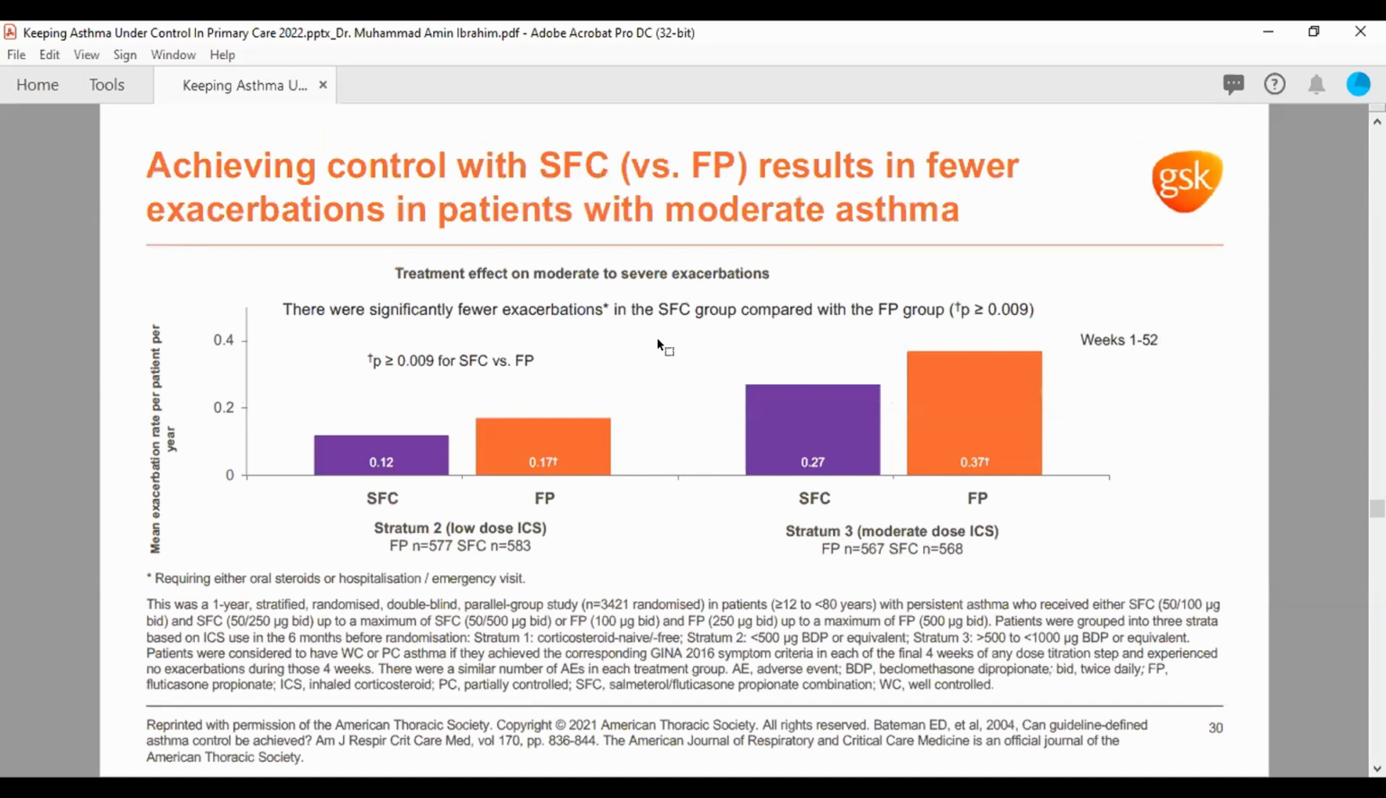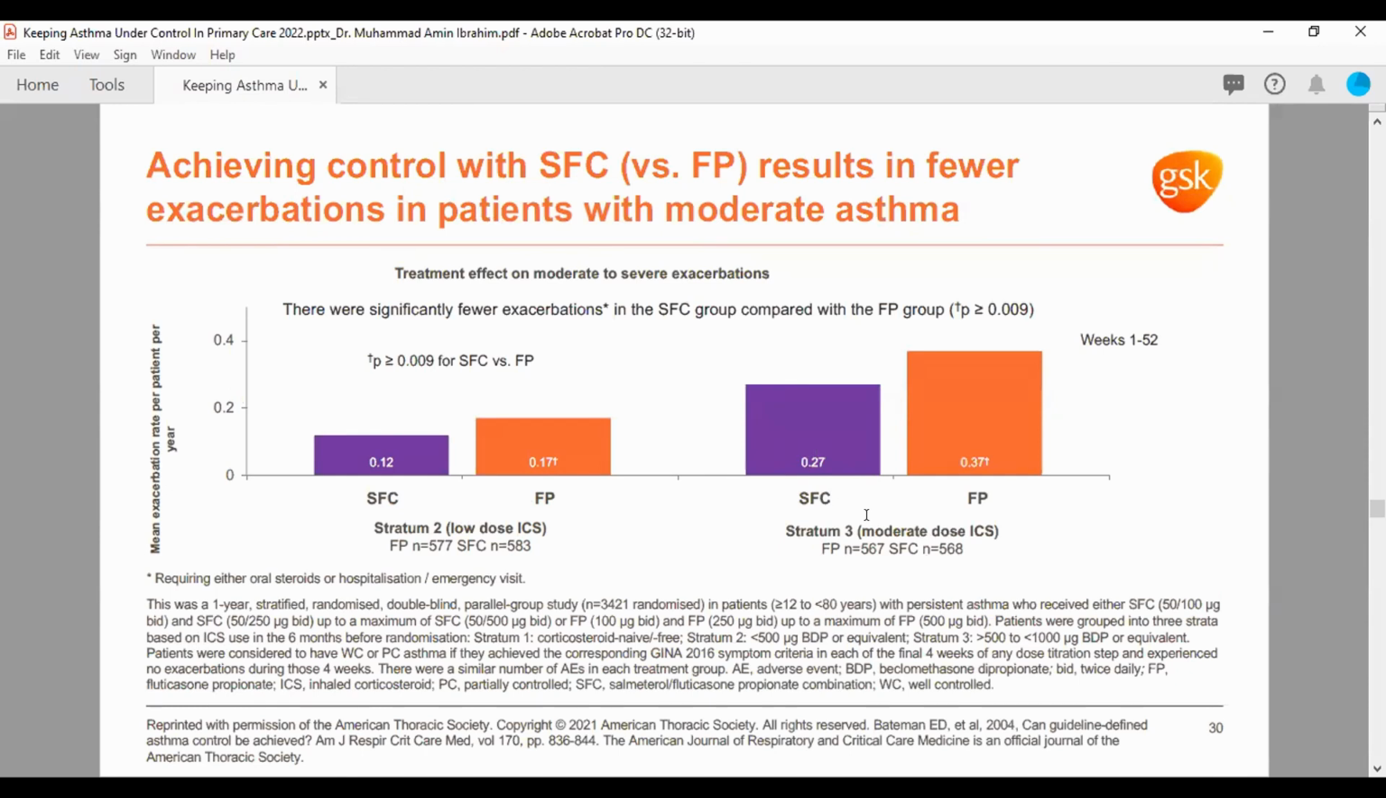In fact, in this study, there are 2 types of preventer. The first preventer is fluticasone alone, ICS alone. The second preventer is salmeterol fluticasone, combination of ICS plus long-acting beta agonist. It's given in 2 separate formulations. The first arm is low dose, the second arm is moderate dose.